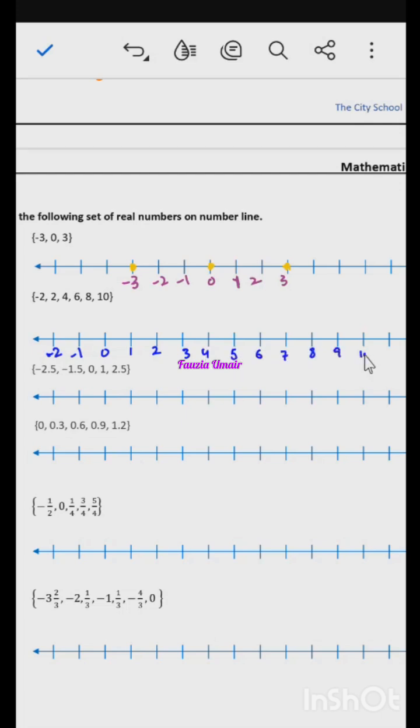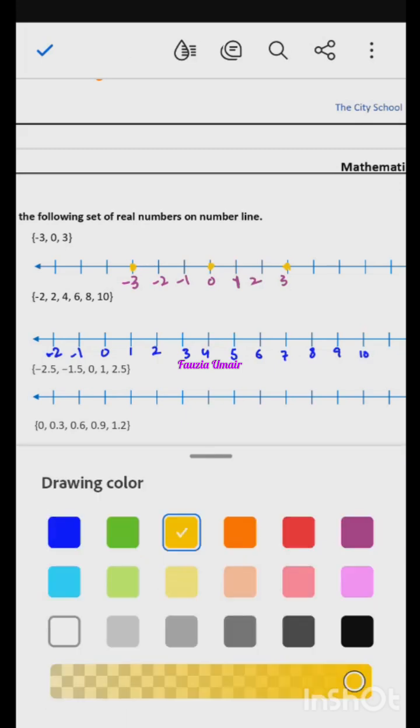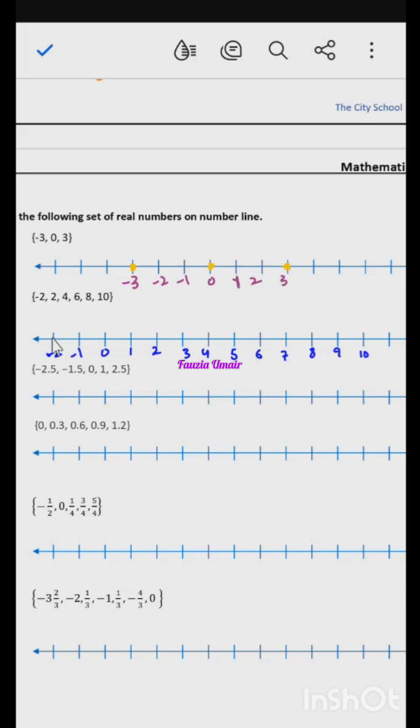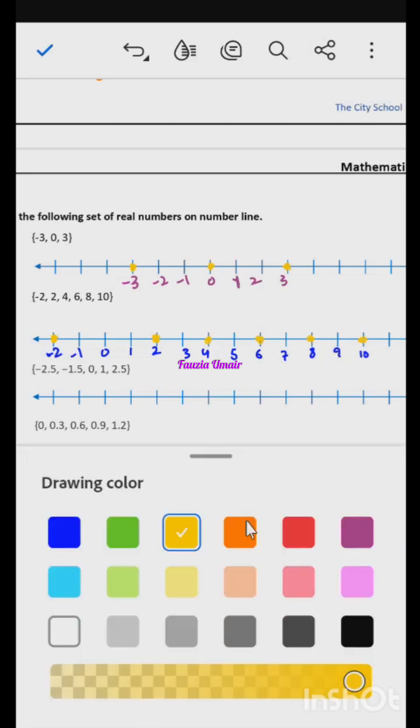So I'm easily able to label all of them. Now I will highlight the positions. I need to mark -2, so I will put a highlighter on this. This is -2. Then this is 2. Then 4 is also highlighted. Then there's 6, 8, and 10. I hope this is not difficult. I hope you are able to understand because these two parts were easy.